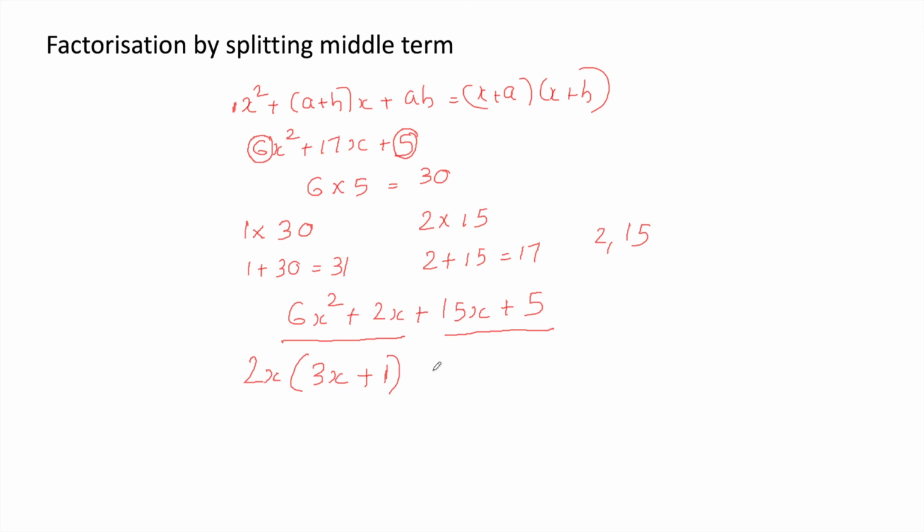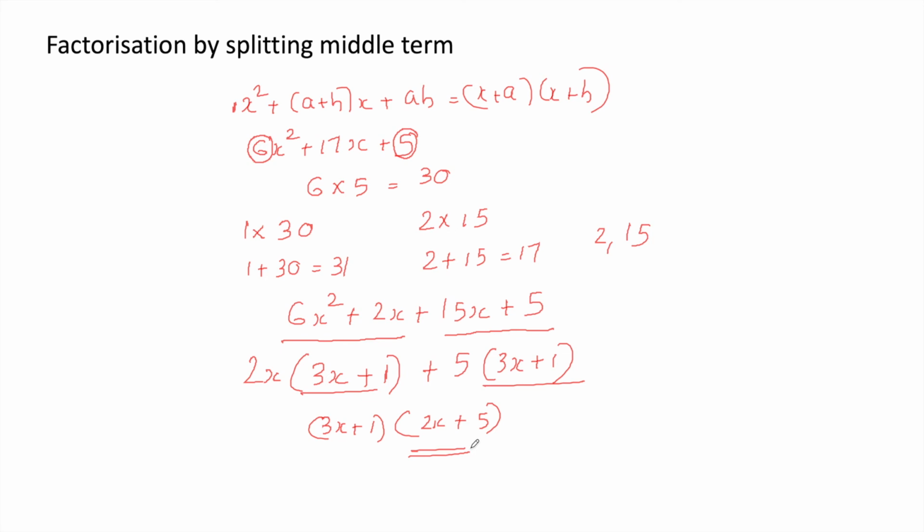And here, again, 15x plus 5. 5 we can take as a common factor. Then here it will be 3x plus 1. Now 3x plus 1, 3x plus 1, again it is a common factor. So 3x plus 1 I can take as common, and the remaining is 2x plus 5. So these are the factors of the quadratic polynomial 6x square plus 17x plus 5.